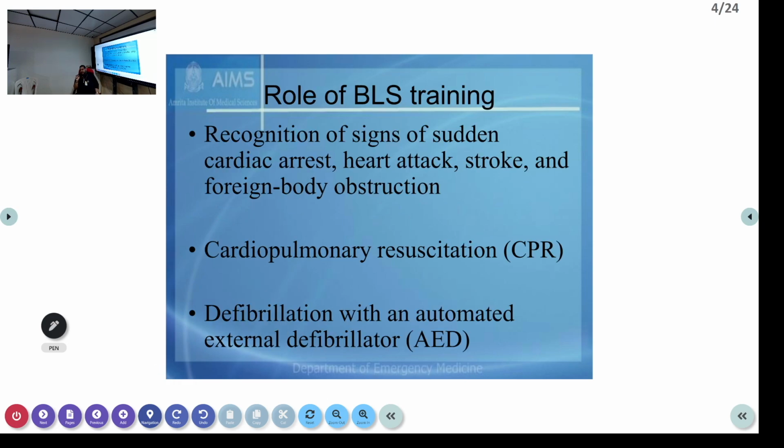What is the role of BLS training? What is our idea? You have to recognize a sudden cardiac arrest. A patient is having a sudden cardiac arrest, and you need to identify it. You have to know the common signs of heart attack. When somebody is complaining of chest pain, you should understand that it is a sign of heart attack, and also know the signs of stroke and foreign body obstruction. These are very important parts when you are dealing with basic life support, and you should know how to do proper cardiopulmonary resuscitation.